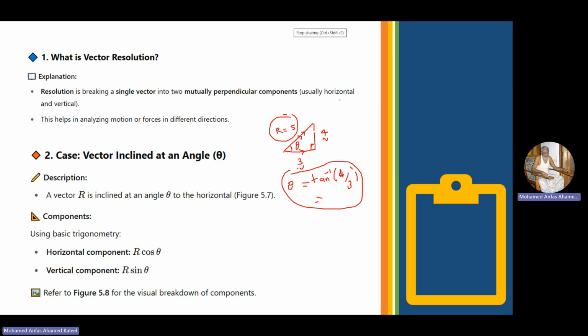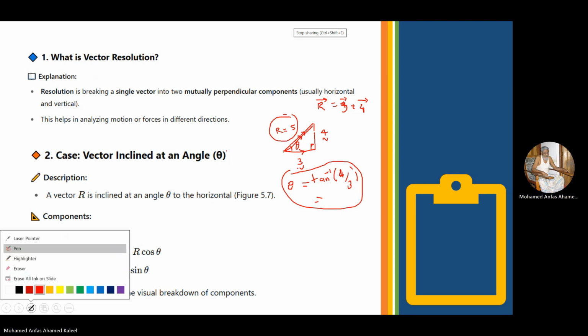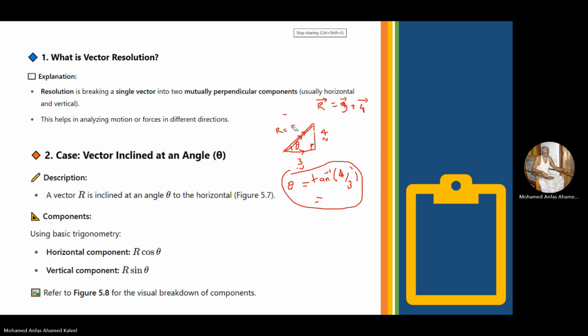By vector addition, we can say R vector is equal to 3 vector plus 4 vector. So what is the meaning here? Actually, this is the resultant vector 5.